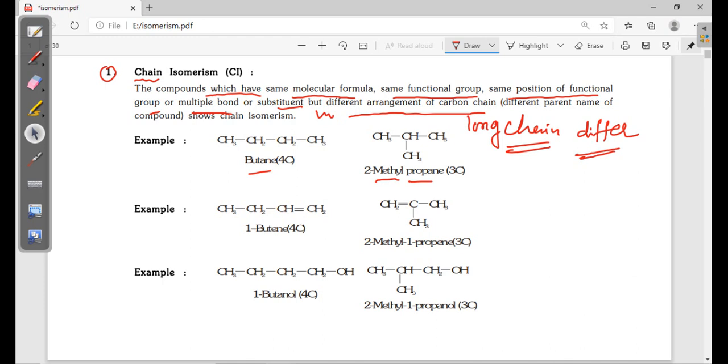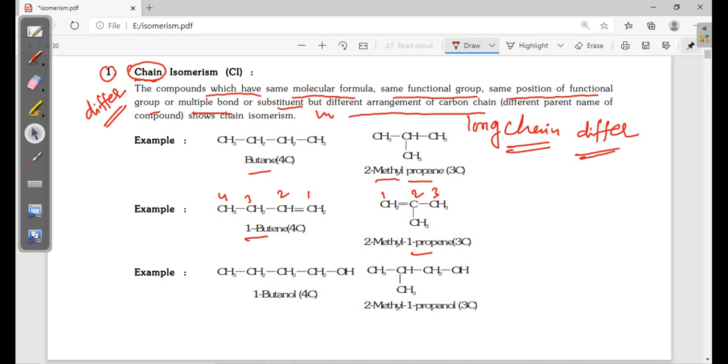Now, suppose a position is there. The position should not be changed. Here, 1, 2, 3, 4: 1-butene. Here also 1-propene. The position is the first carbon only, the unsaturation position is at the first position. But what is the change here? The long chain is different. So in chain isomerism the chain should differ. This is the condition. The second condition is that the remaining unsaturation and functional group should remain as they are.